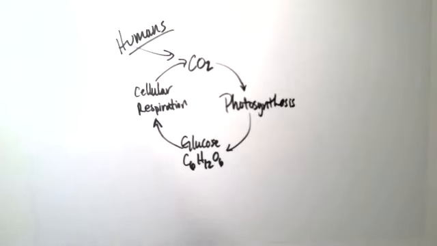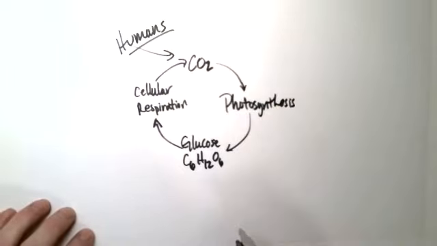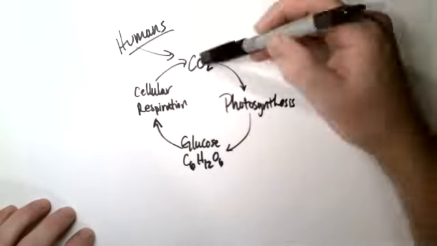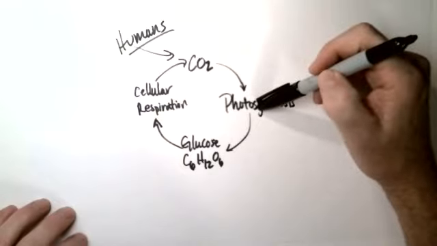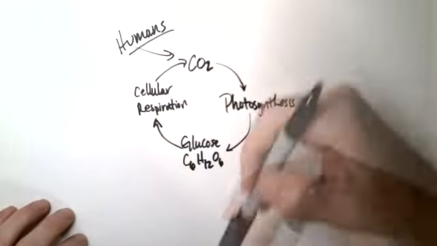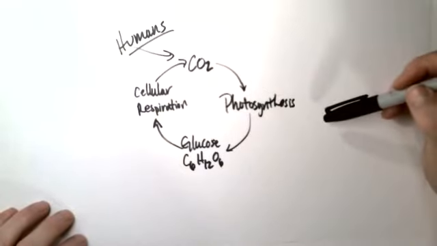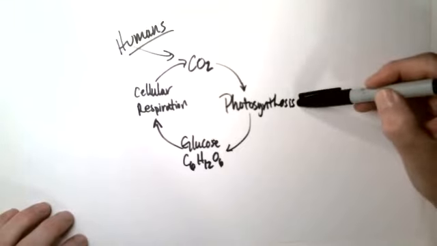So why do we see the fluctuations? Well, let's think about this. Let's look at this circle here and see what's going on. The organisms that pull the carbon dioxide out of the atmosphere do photosynthesis.